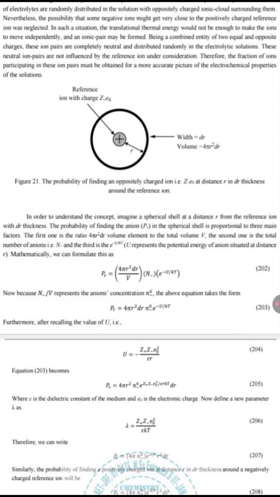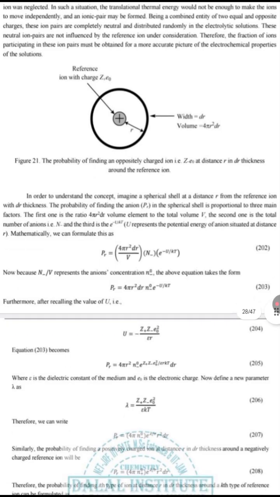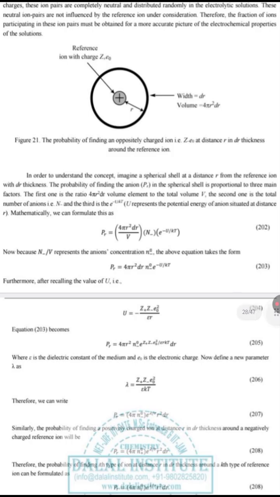In such a situation, the translational thermal energy would not be enough to make the ions move independently and an ionic pair may be formed. Being a combined entity of two equal and opposite charges, these ion pairs are completely neutral and distributed randomly in the electrolytic solution. These neutral ion pairs are not influenced by the reference ion under consideration. Therefore, the fraction of ions participating in these ion pairs must be obtained for a more accurate picture of the electrochemical property of the solution.